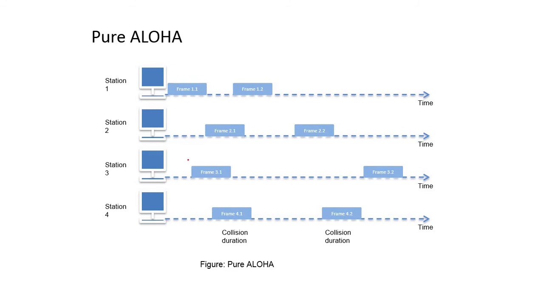All the stations transmit at their own convenient time. So there is a chance of collision, because whenever two stations transmit at the same time, the timing slots overlap. Like here, station 1 is transmitting at this point. So if you look here, this time slot is overlapping.